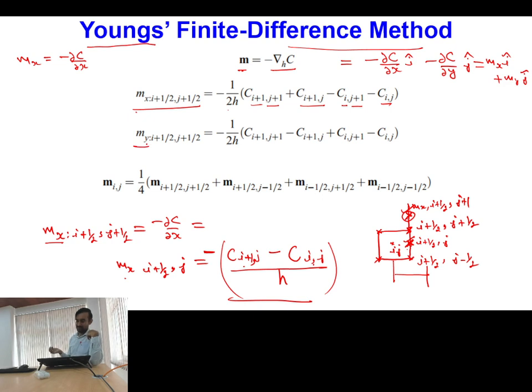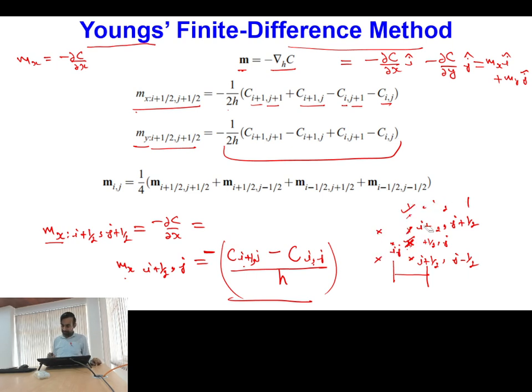Then we need to calculate my at each corner. So now can you tell me how this formula will be coming for my? Because for mx I have explained. What will be happening for my? How can you calculate? This is the cell i comma j. This is my i plus 1 by 2 and j plus 1 by 2.